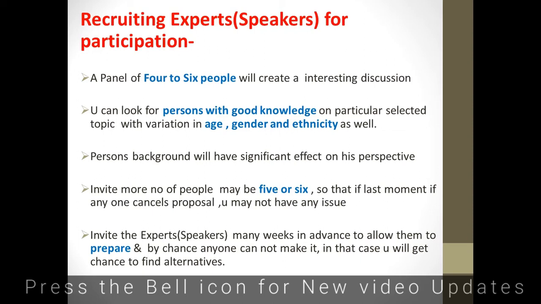Now you can look for a person with good knowledge on a particular selected topic. They may have variation in age, gender and ethnicity, but you need to select a person who has knowledge about the topic you have selected. A person's background will have a significant effect on his perspective. If you take people from different age groups, gender, ethnicity and different places, your topic will get good ideas from different viewpoints.